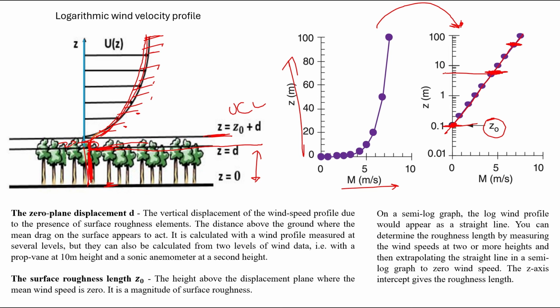So they take measurements at just two different points. Normally the first point is at 10 meters, and after that they measure at some other point. Once you know the velocity, using the similar graph they draw the straight line, and where it meets 0, that is the Z0. This is how they find the Z0 value for different terrains.